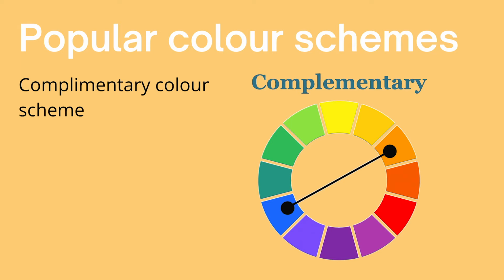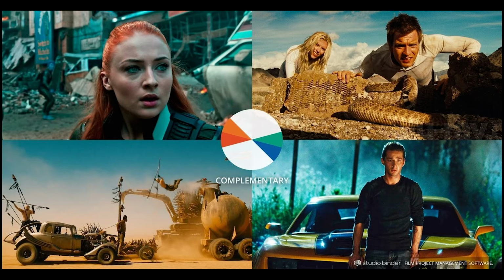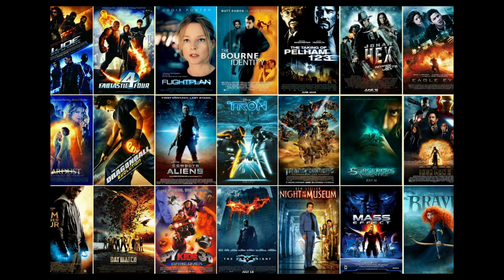You have the complementary colour scheme. This takes two colours from opposite sides of the colour wheel. These colours contrast each other but also work harmoniously. An example of this is teal and orange. This is really, really popular in Hollywood. It's a really cinematic effect that you get from using these two colours. It's popular with action movies and sci-fis.